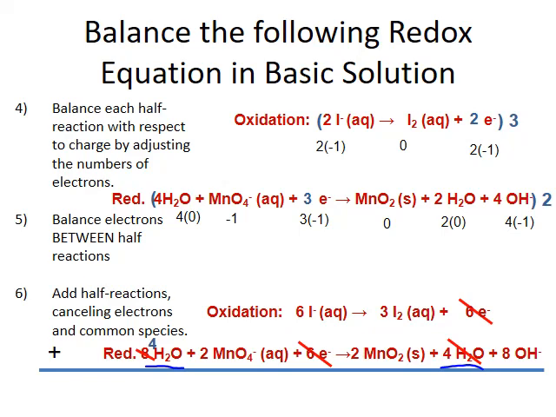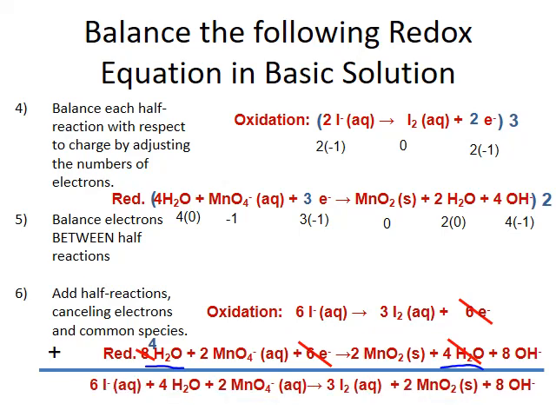And now we can add everything that's left. And we end up with 6 iodide ions plus 4 water molecules plus 2 permanganate ions on the reactants, and 3 diatomic iodine molecules plus 2 manganese dioxide and 8 hydroxide ions on the products. And of course, it's a good idea to double check that everything is still mass and charge balanced throughout. So we have 6 iodines on the left and 3 times 2 equals 6 on the right. We have 4 times 2 equals 8 hydrogens on the left and 8 hydrogens in the hydroxide ions on the right.